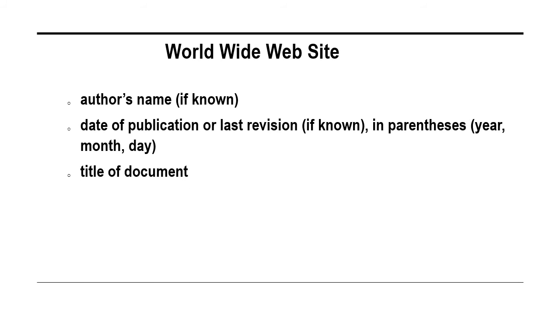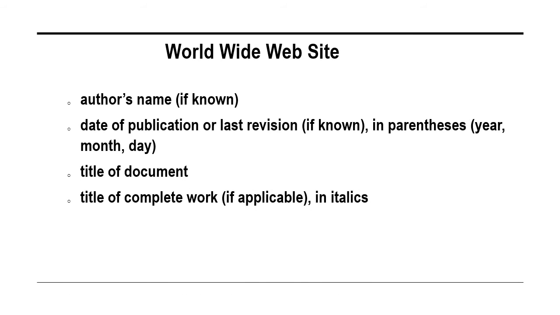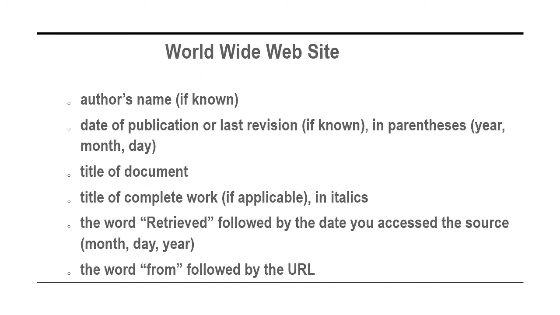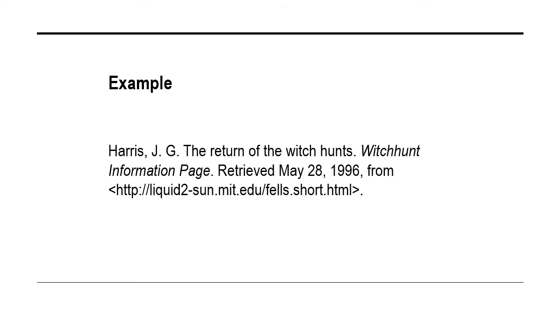The title of the document. The title of the complete work. The word retrieved followed by the date you accessed the source. And lastly, the word from followed by the URL. So just like this one. The author, the title, date retrieved, and then the URL.